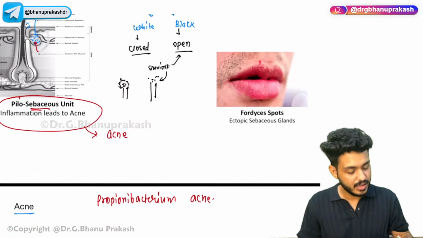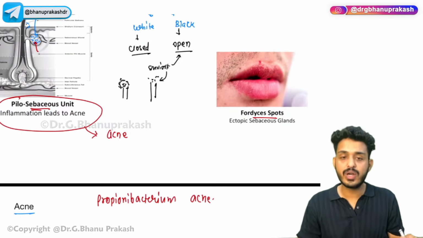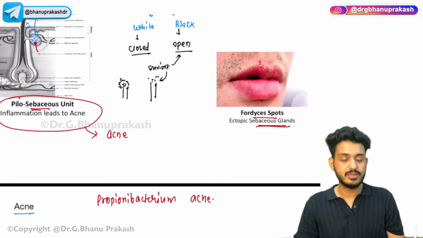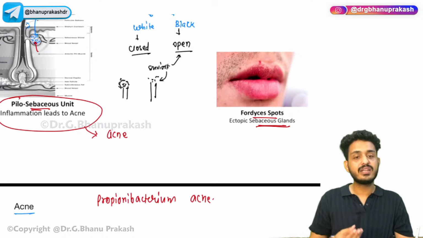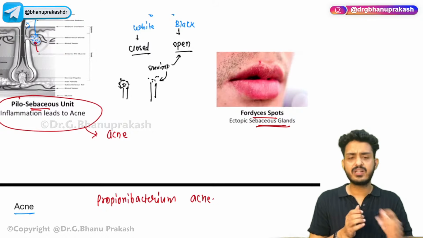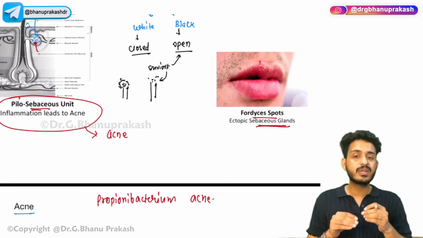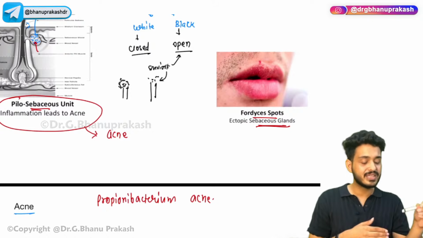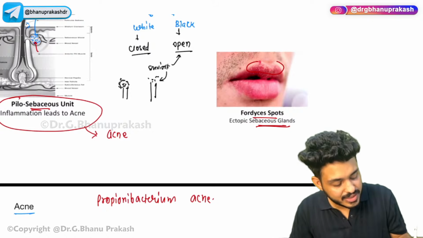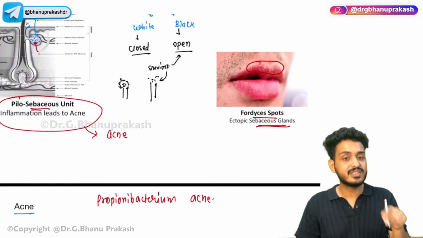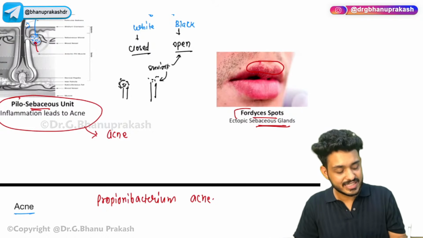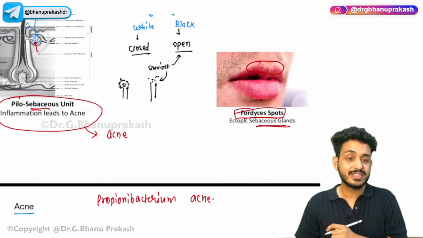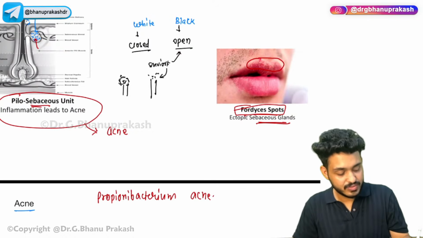This is the pityriasis spores. You know what happens? Whenever these sebaceous glands are present in an ectopic place. What does ectopic mean? The simple meaning is they are not present at their original site, they are present at a different site. So these are the ectopic glands, and this is known as pityriasis spores.